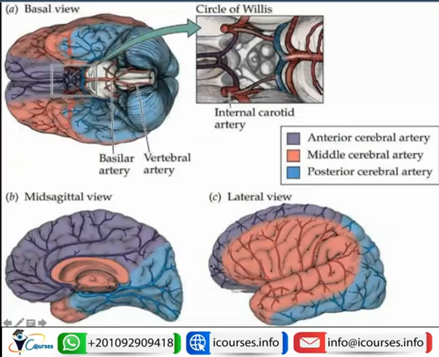Of the lateral surface, the middle cerebral artery will supply the lateral surface of the brain, except this upper edge, and the narrow strip of the temporal border, or the inferior border of the temporal lobe, and the occipital lobe. The posterior cerebral artery will supply the occipital lobe and this temporal strip, till the parieto-occipital sulcus. This is for lateral, and for medial it will supply all the occipital lobe.